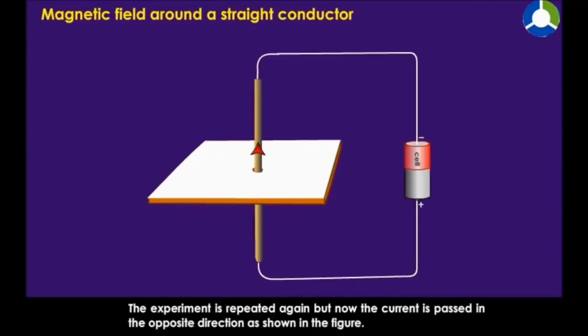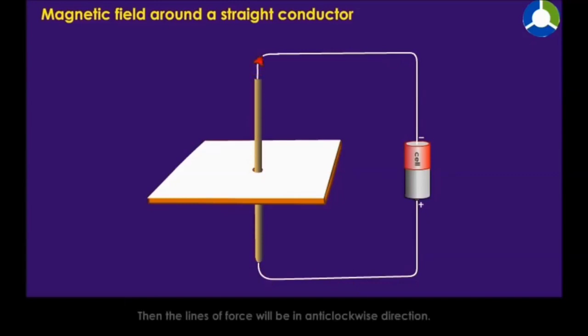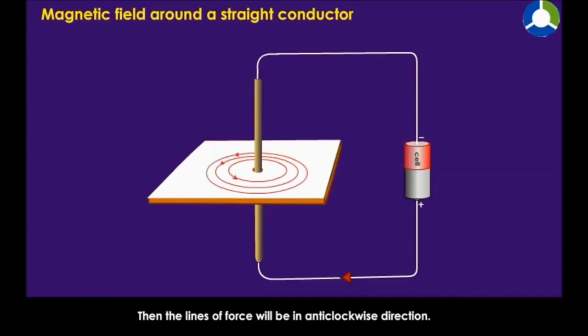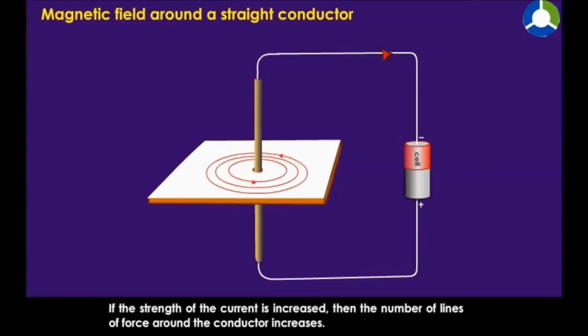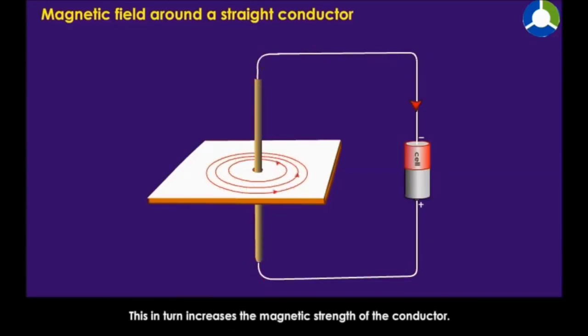The experiment is repeated again, but now the current is passed in the opposite direction as shown in the figure. Then the lines of force will be in anti-clockwise direction. If the strength of the current is increased, then the number of lines of force around the conductor increases. This in turn increases the magnetic strength of the conductor.